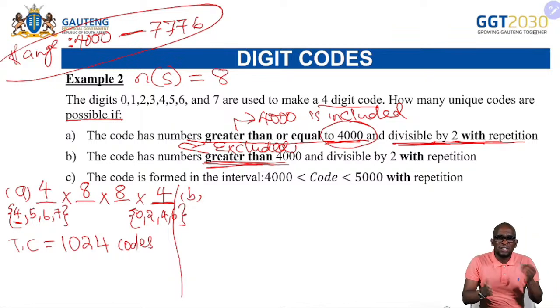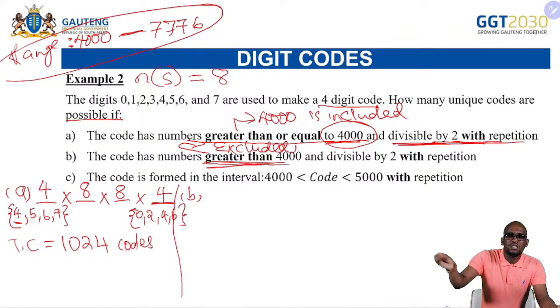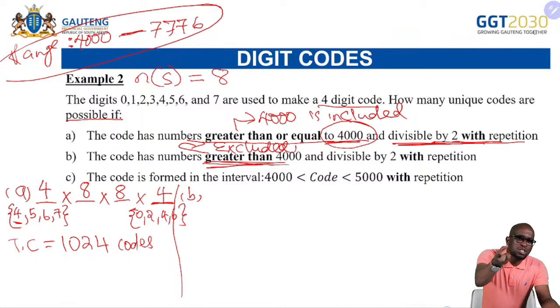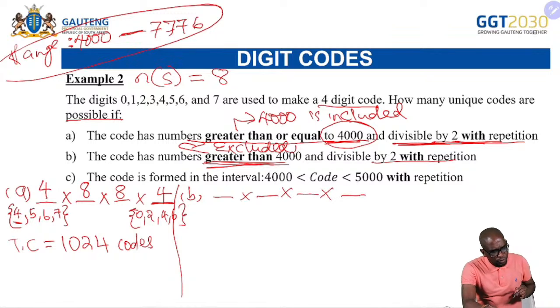Now, however, in the number of codes that we're going to determine, 4,000 would be included in those codes. So we need to then exclude it. That is why in the guidelines, I mentioned that 1 should be subtracted from the final answer. That is because we want to take away 4,000, because according to the condition, it must not be included. Right, they are saying also with repetition.